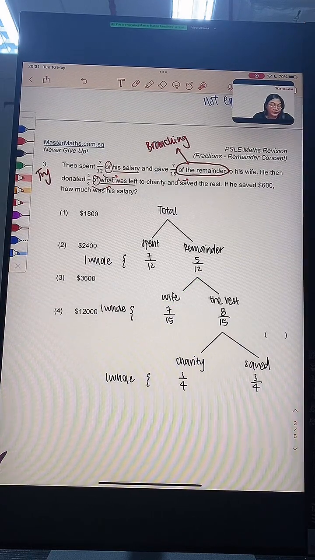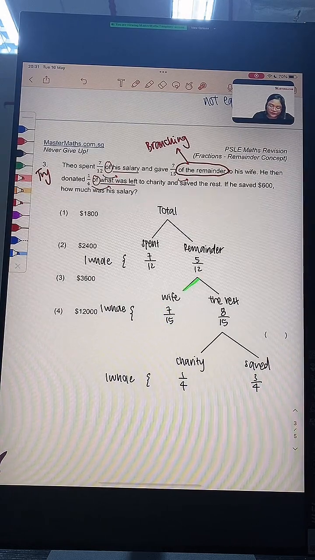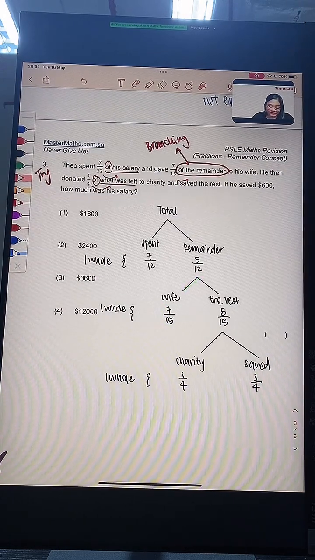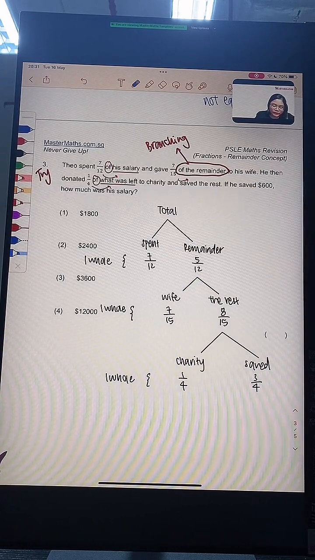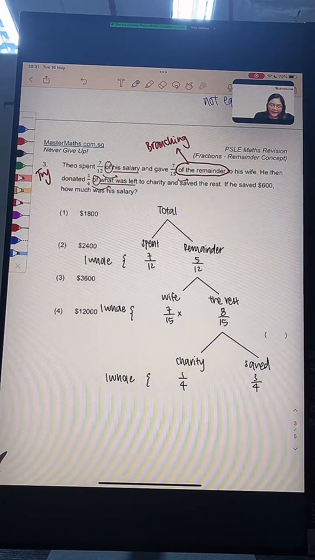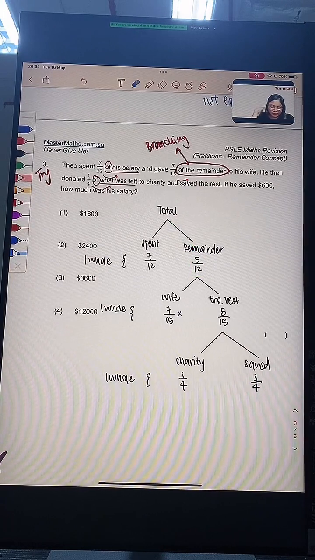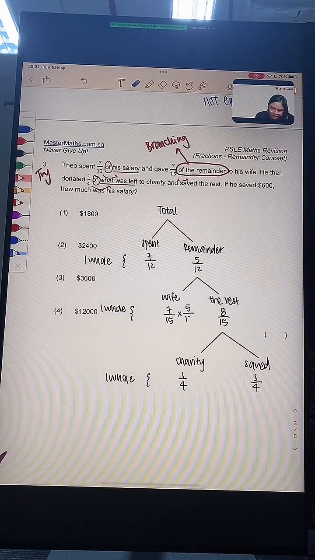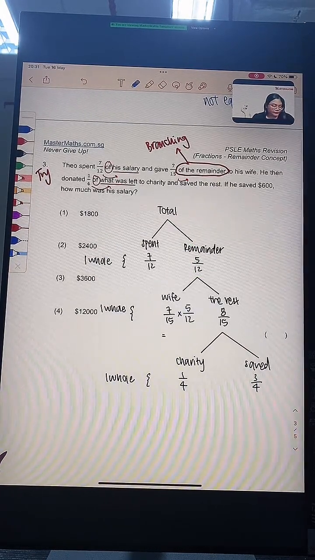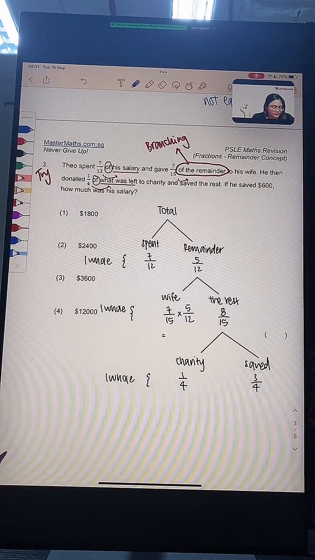Whatever he gave his wife is of the remainder. Therefore we are going to multiply. Recall, we need to multiply everything that we see above so that we can relate it back to the total. So we are going to multiply 5 out of 12. That's right, we have to relate back to the total.